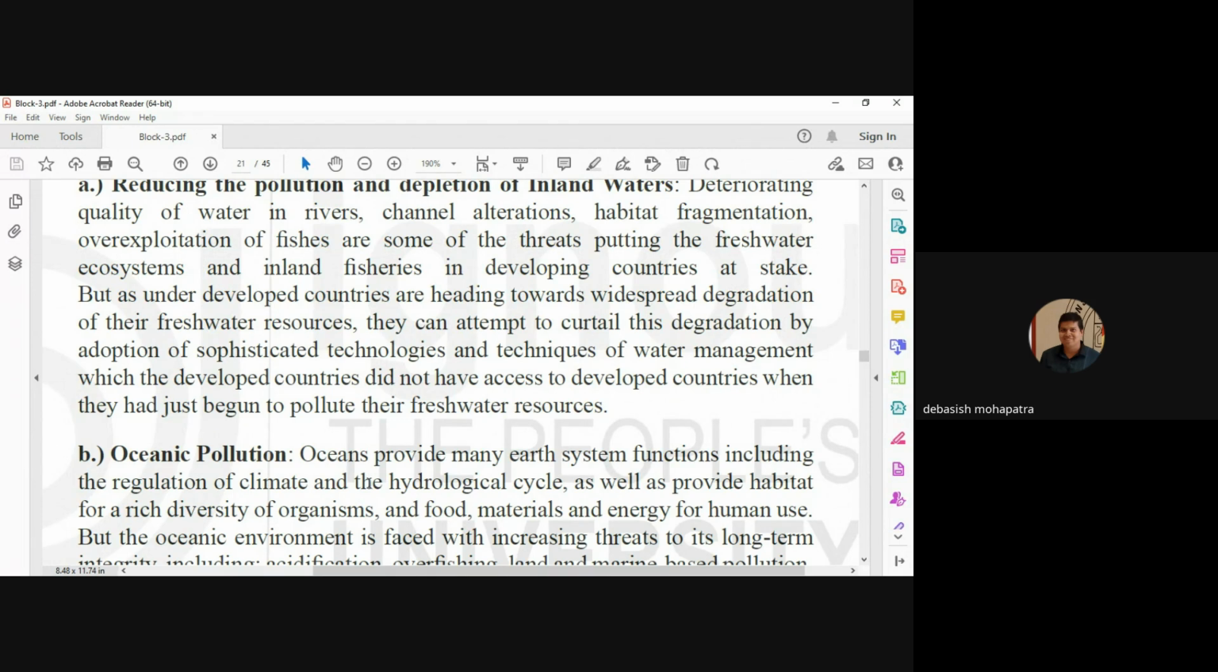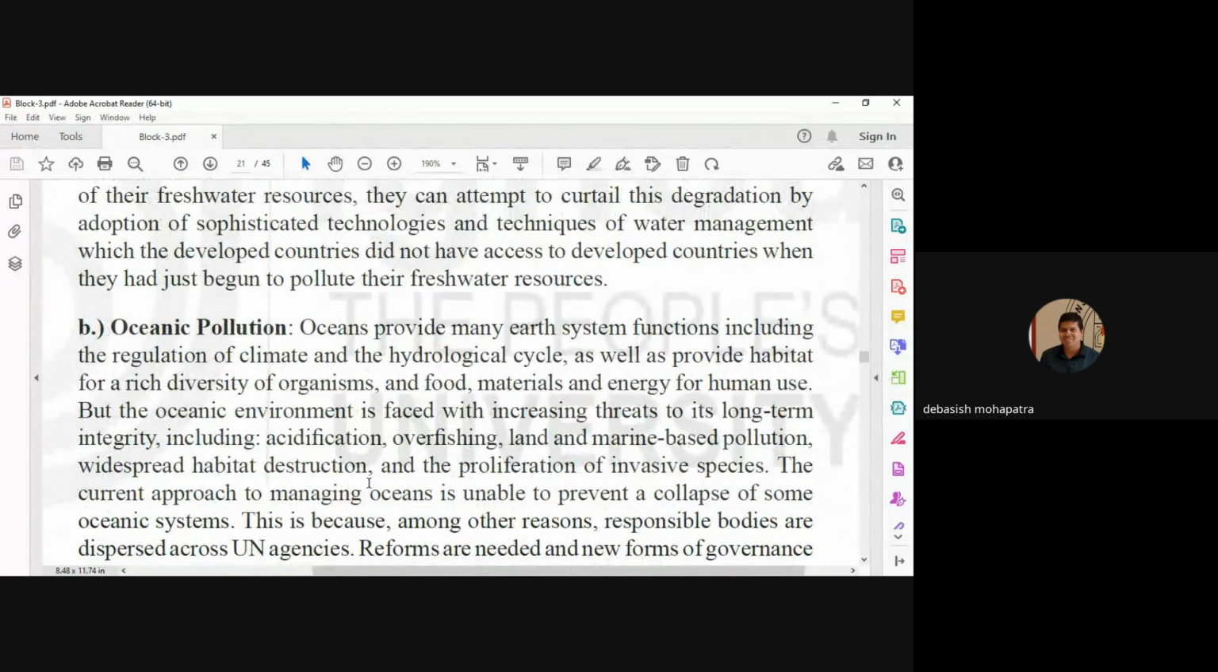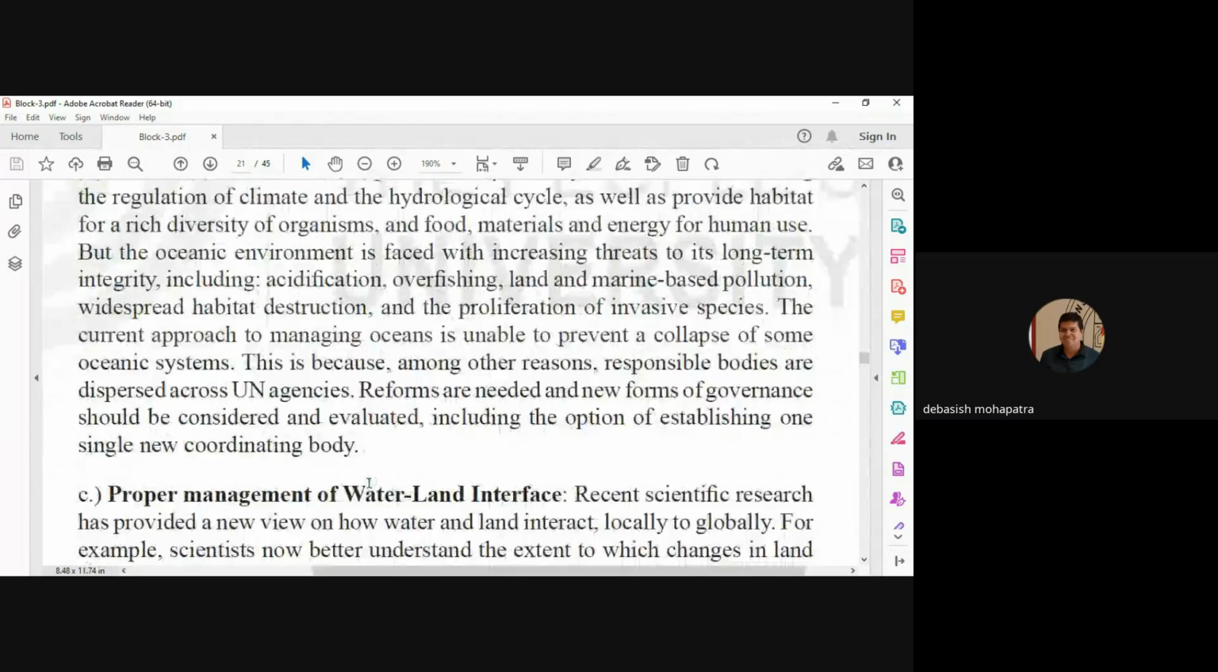Then oceanic pollution. The ocean provides many Earth system functions, including the regulation of climate and the hydrological cycle, as well as providing habitat for a rich diversity of organisms and food material and energy for human use. But the ocean environment is facing an increased threat to its long-term integrity, including acidification, overfishing, land and marine waste pollution, widespread habitat destruction, and proliferation of invasive species.